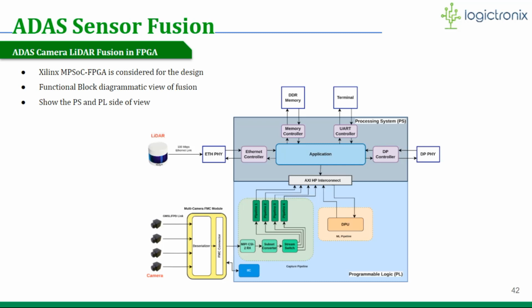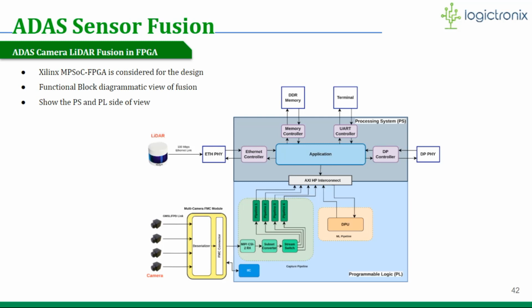Here, stream switch is used to demultiplex 4 individual camera links. Each link will have a separate pre-processing pipeline. And finally, in the case of LiDAR, the Ethernet interface will be used, as the LiDAR gives a 100 Mbps Ethernet link, and all of the controlling and configuration will be done in the application.